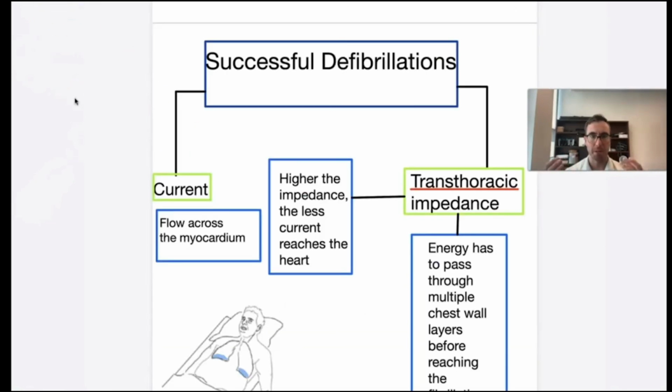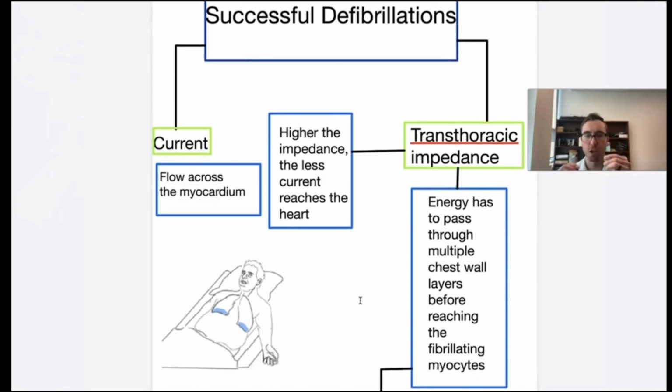If we examine the factors of a successful defibrillation, we have to look at the current and the transthoracic impedance. The current obviously means the flow across the myocardium. We have to have a sufficient amount of current flow across the myocardium to hopefully depolarize 75% of our myocytes and convert them to a normal perfusing rhythm. But then, what does transthoracic impedance mean? That's the resistance to energy passing through multiple chest wall layers before reaching the fibrillating myocytes. So the higher the impedance, the less current reaches the heart. You can see how these are intertwined.